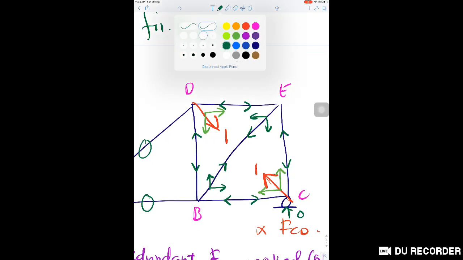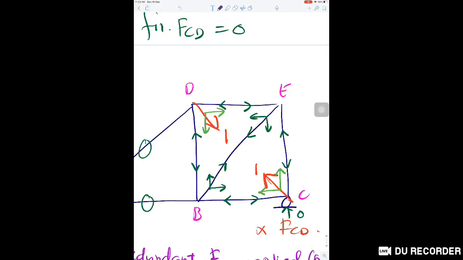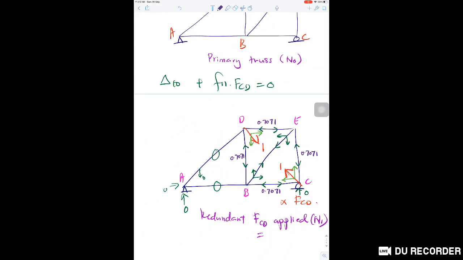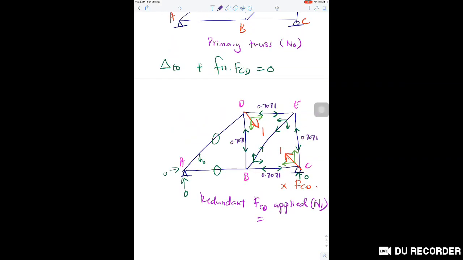So now we have determined that the vertical value and horizontal value is the same, because the angle is the same, the ratio is 1 to 1. So this is 0.7071. This is also 0.7071. This is also 0.7071. Okay, like this.